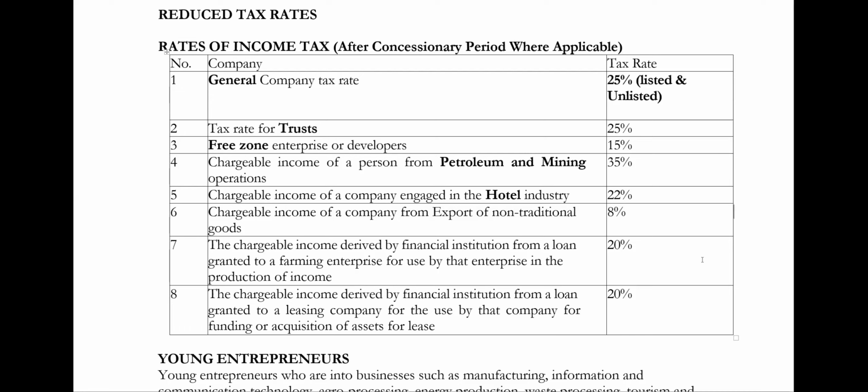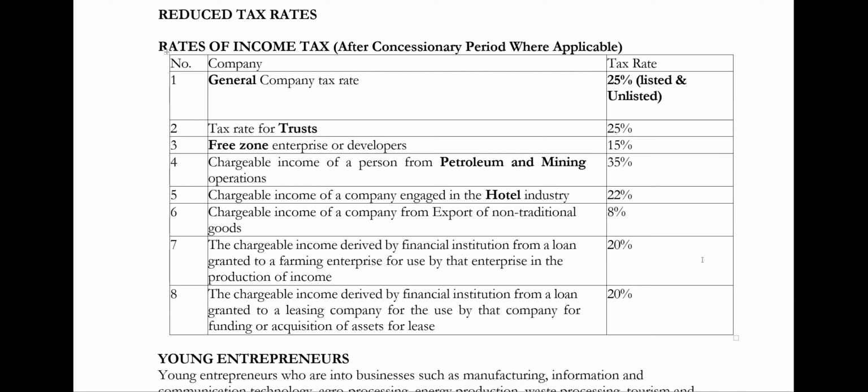So if you export any other goods other than timber, lumber and logs, cocoa beans, are you following? Then they are all non-traditional goods, taxed at 8%. Now, if you are a bank that gives loans to farming enterprises that use that loan in the production of their income, you pay tax at 20%.